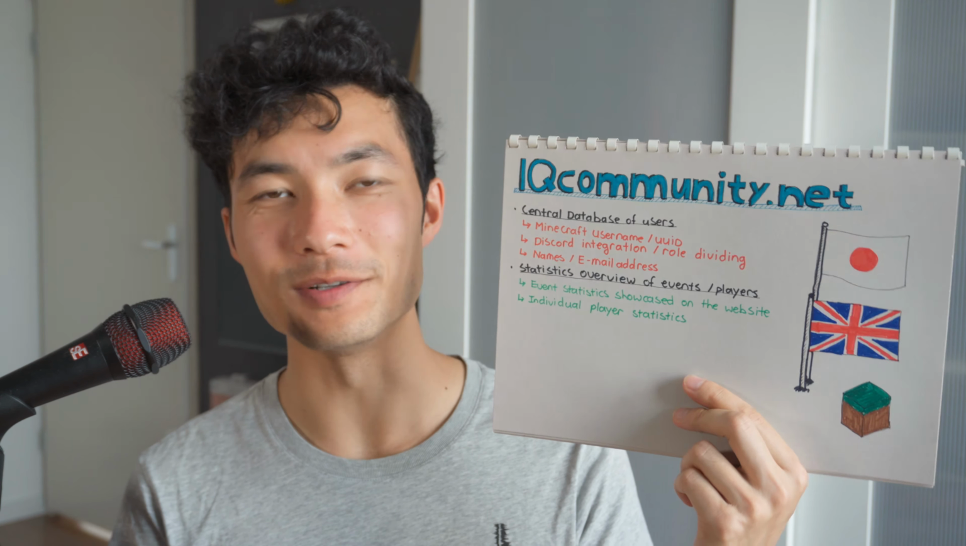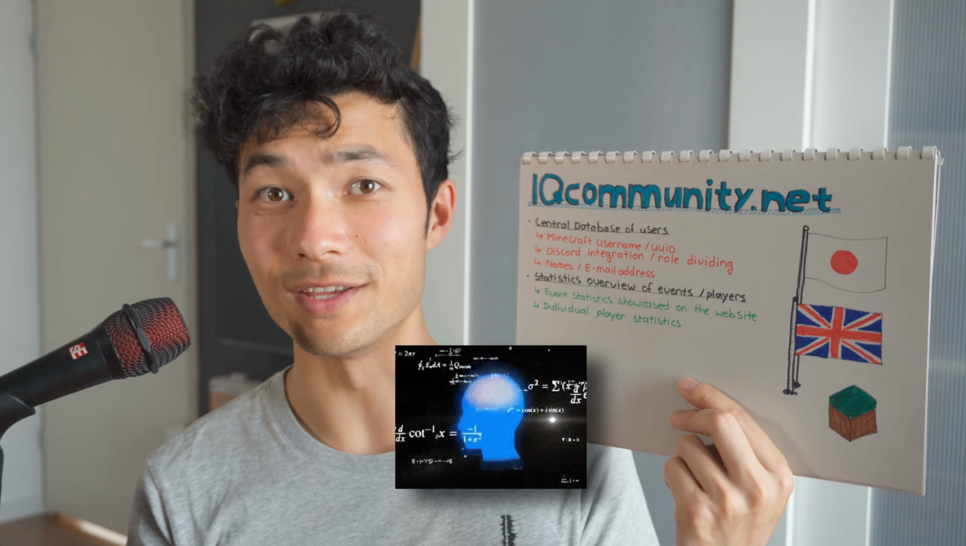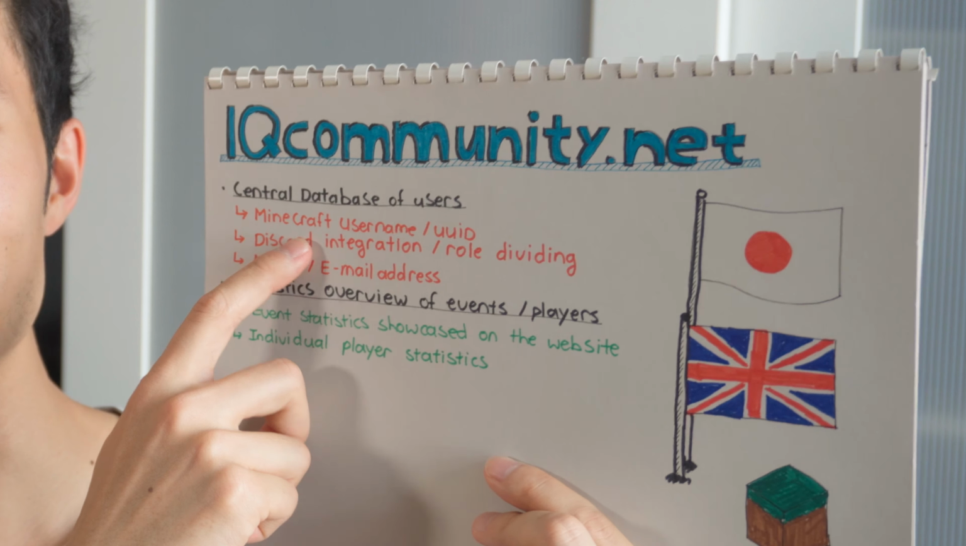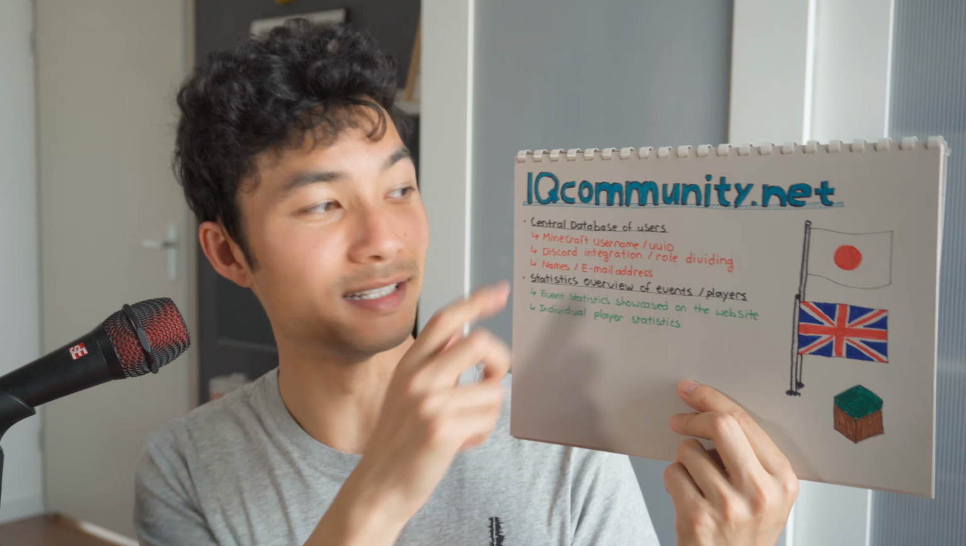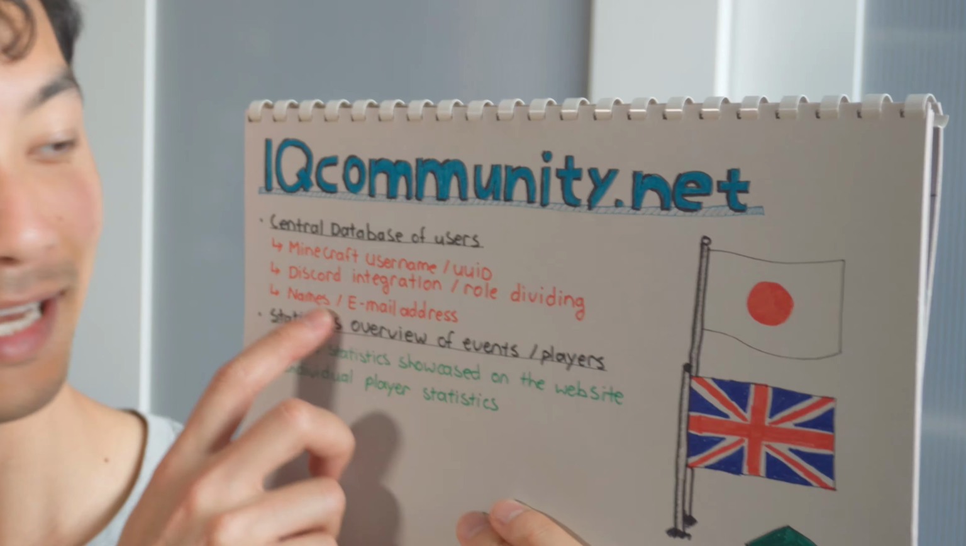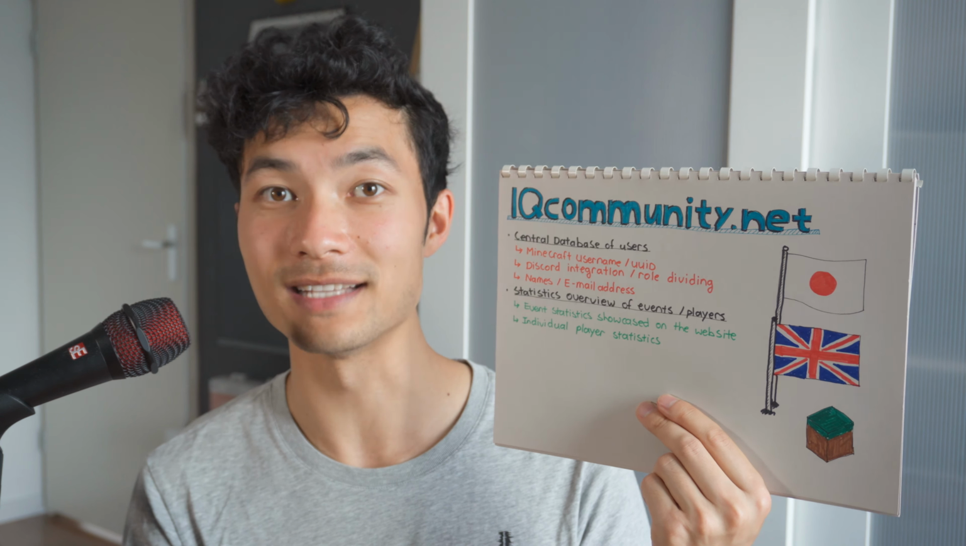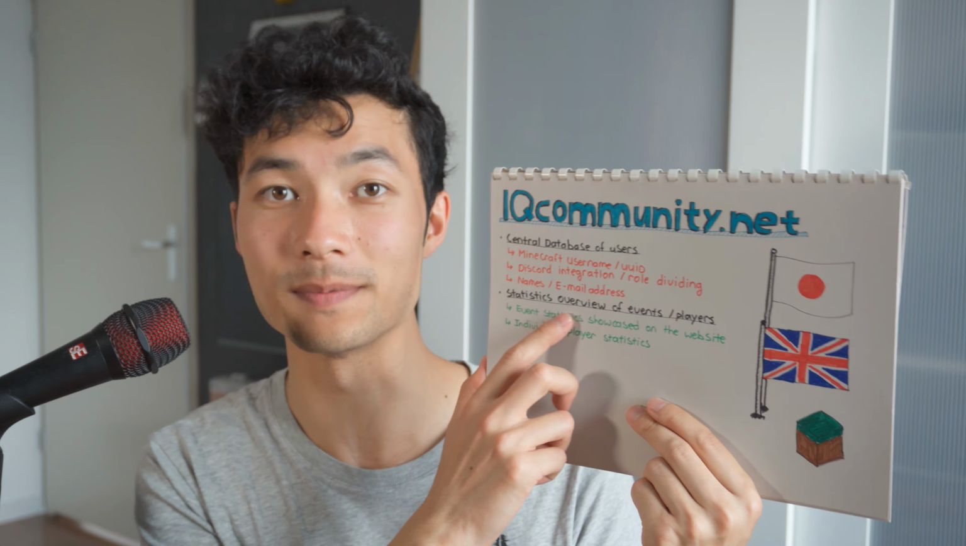So this time around, I am going to do things a little bit differently as I build the new IQcommunity.net website. So the new website is going to act like the brains of operation that stores all of the user data. When you register, you will automatically get whitelisted to the Minecraft servers. The Discord integration roles will get handled automatically too. And the names and email addresses will be stored too, so I can notify when a new event is happening or when something on the website changes.